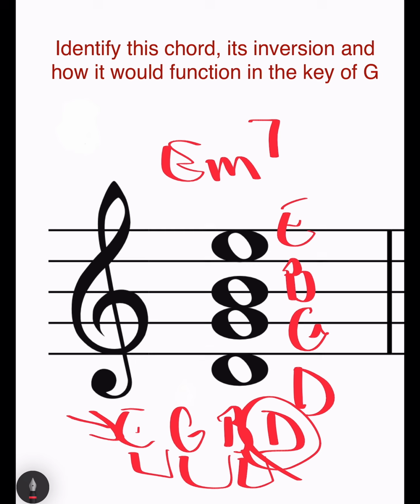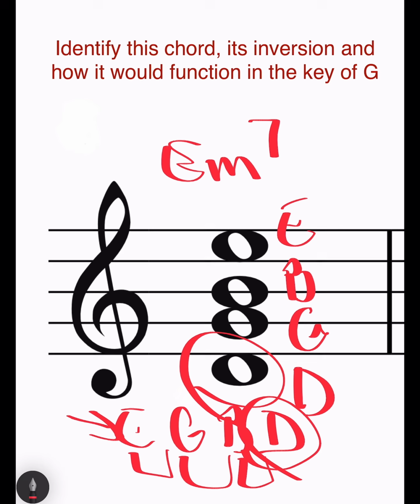Now, what's the inversion? The inversion has to do with the lowest sounding note. In this arrangement, the D down in the bass is functioning as the seventh of the chord, so that puts this chord in this configuration into third inversion, okay?